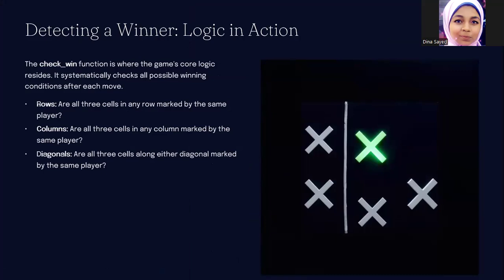And then we will detect the winner. So we use the checkWin function. That is where the game's core logic resides. After each move, we check the rows, the columns, and the diagonals. First we check the rows: are all three cells in any row marked by the same player? Or maybe the columns, are they marked by the same player? And for the diagonals, we check if either diagonal is marked by the same player.